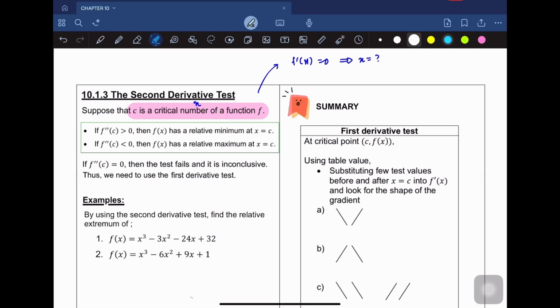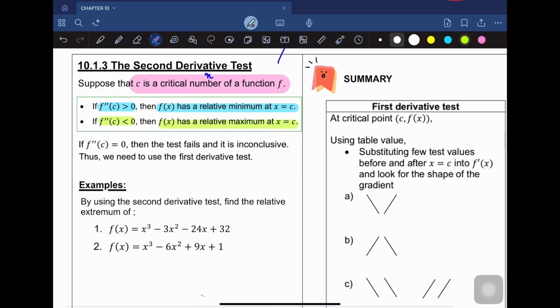So let's say our second derivative is greater than 0. Maksudnya f(x) kita relative minimum. And kalau second derivative kita less than 0 pula, our function has relative maximum. But let's say if your second derivative exactly equal to 0, maksudnya tak boleh. Test fail. So bila fail, korang kena pakai first derivative test. So dia mesti either greater than 0 or less than 0. Greater than 0, minimum. Less than 0, maximum.